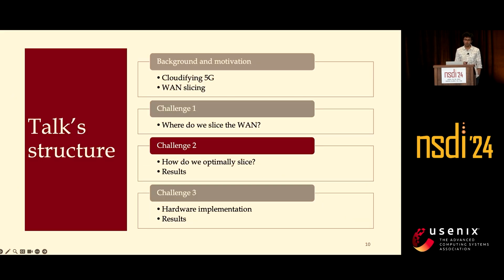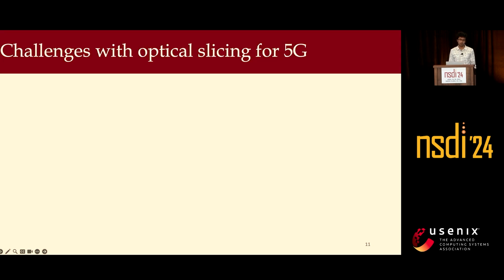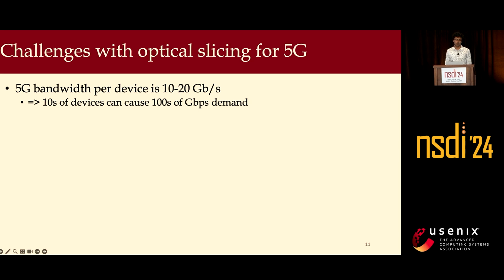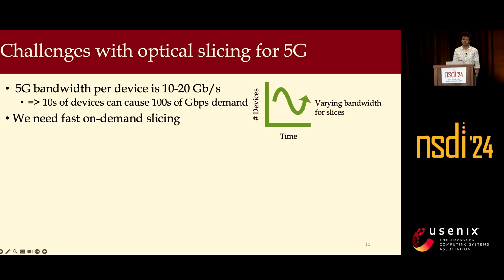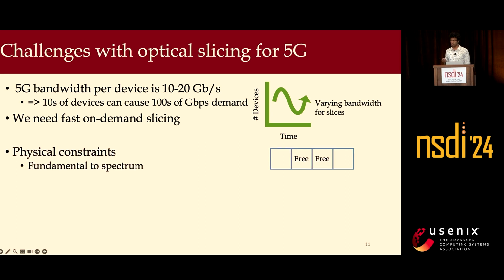Now let's look at the next challenge. How do we implement optical slicing? There are multiple challenges in implementing slicing for 5G on the wide area network. The first challenge is that a single 5G device is capable of generating 10 to 20 gigabits per second of load, and as a result, just tens of devices joining or leaving the network can result in hundreds of gigabits per second variation in demands. As a result, we need very fast and on-demand optical slicing. There are also physical constraints of the optical spectrum itself on the fiber, such as we can only use free wavelengths and not the wavelengths used by other kinds of traffic on the wide area network.